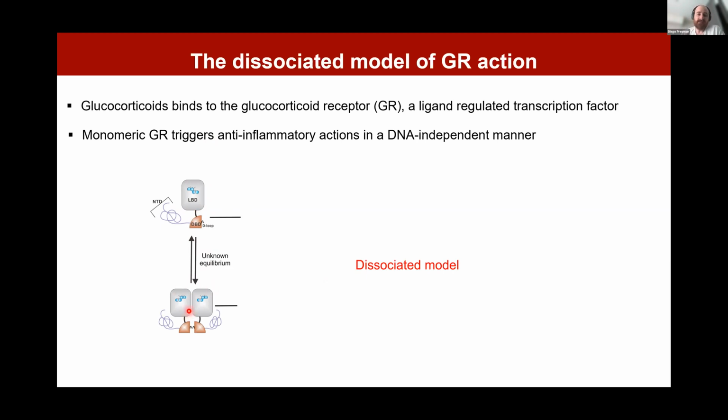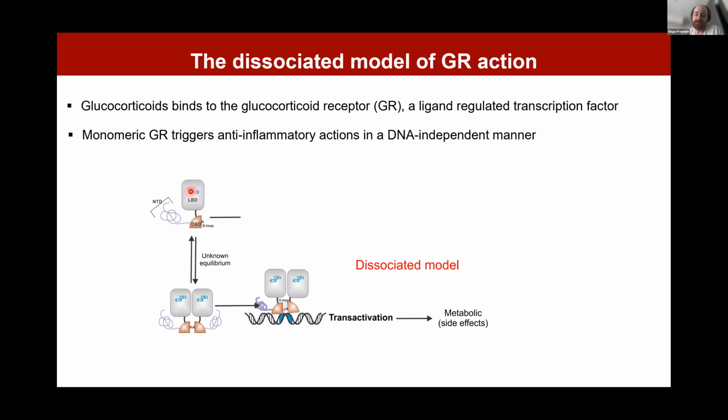And the dimer is the one that is involved in binding directly to response elements across the genome and then regulate gene expression that way. That was historically named the transactivation activity of the receptor. And that is believed, according to this model, to be involved in most of the side effects of glucocorticoids, okay?